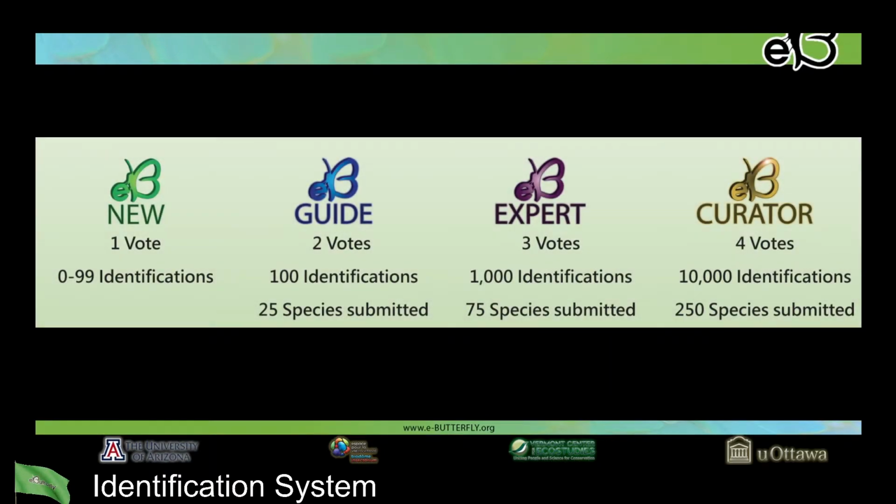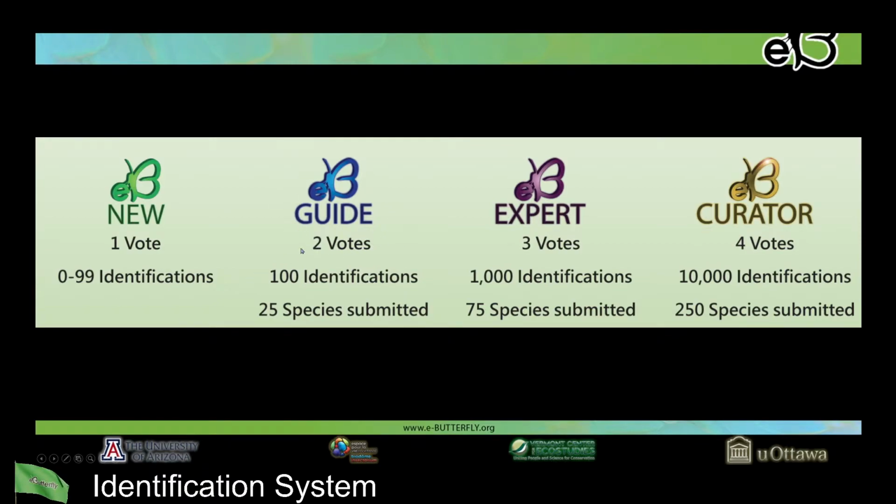Now, on top of this two-thirds rule, we acknowledge that some of our users have more experience than others. For that, we give them different badges, and you will see that across the site. Next to usernames, you will see these little icons with different colors that represent how experienced our users are. As soon as you sign up for eButterfly, you will get a new badge, and that will give you a one vote power.